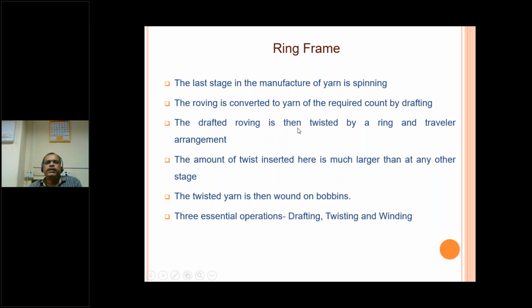The drafted roving is then twisted by a ring and traveler arrangement. The amount of twist inserted here is much larger than at any other stage. The twist inserted here is the required twist which we are applying here. The twisted yarn is then wound on bobbins. Three essential operations we are performing here: drafting, twisting and winding.